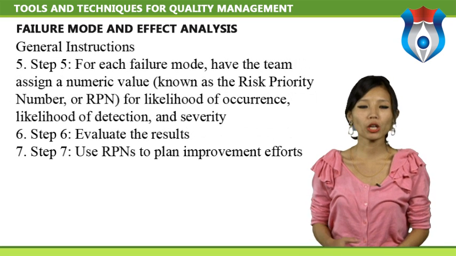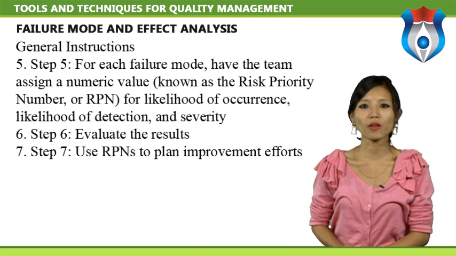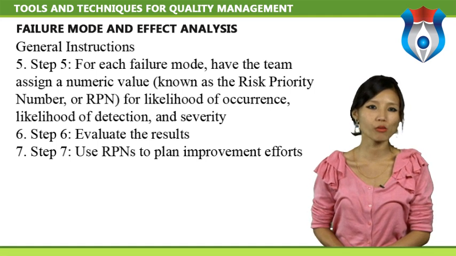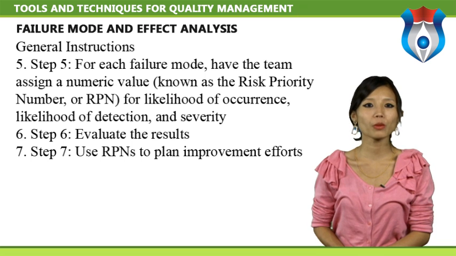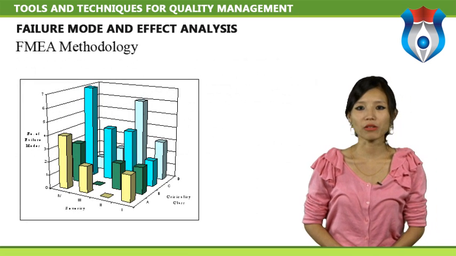Step 5. For each failure mode, have the team assign a numeric value, known as a risk priority number or RPN, for likelihood of occurrence, likelihood of detection, and severity. Step 6. Evaluate the result. Step 7. Use RPNs to plan improvement efforts. FMEA methodology.